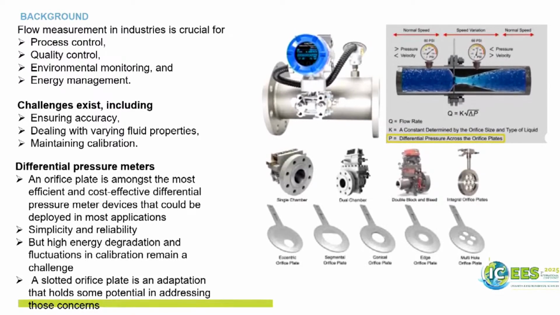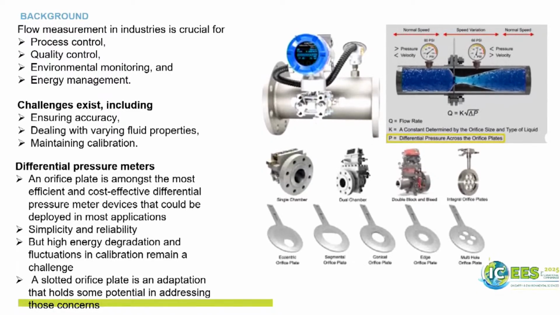Amongst the metering devices that we use for flow measurements in industries, the most cost-effective and simple devices are the differential pressure meters, and they include a range of differential meters: venturi meter, pitot plates, orifice plates, slotted plates, and a few others. They are quite simple to install, maintain, and regulate, but amongst them the basic and simple one to deploy is the orifice plate.